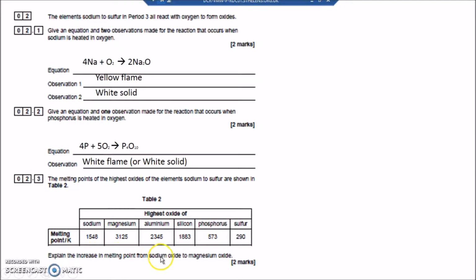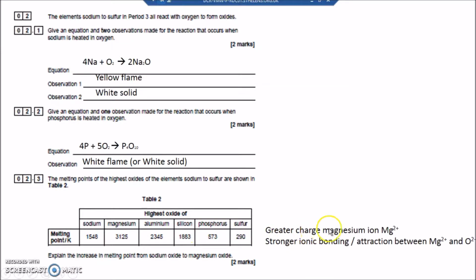Explain the increase in melting point from sodium oxide to magnesium oxide. Well, sodium's in group 1. These are ionic solids, so it'll form Na plus. Magnesium will be Mg2 plus, so sodium 1 plus, Mg2 plus, so magnesium has a greater charge, stronger ionic bonding in Mg2 plus to the O2 minus, because Mg2 plus has got a larger charge.